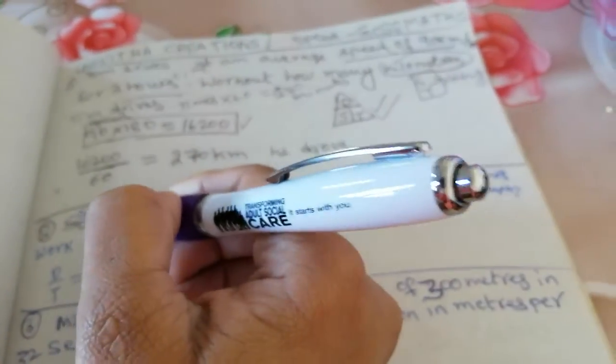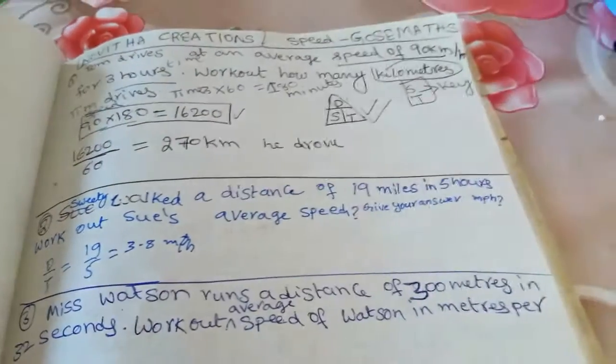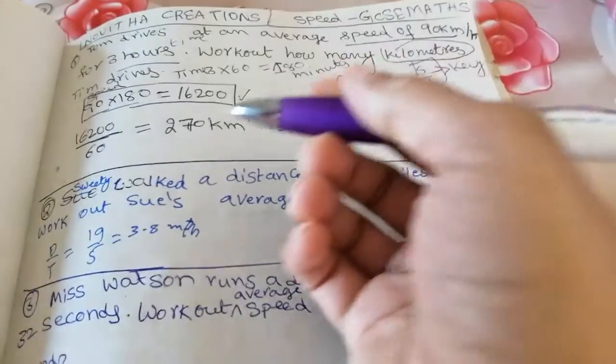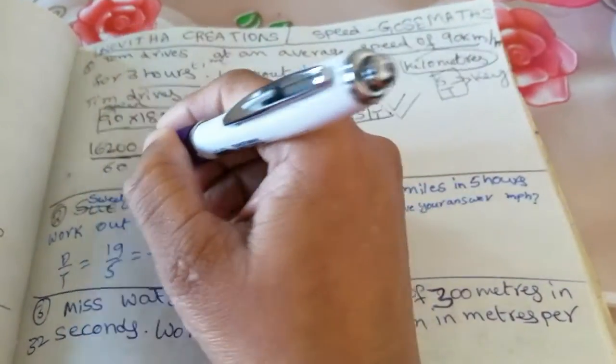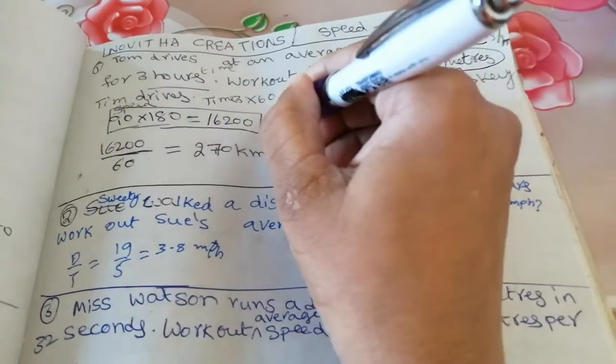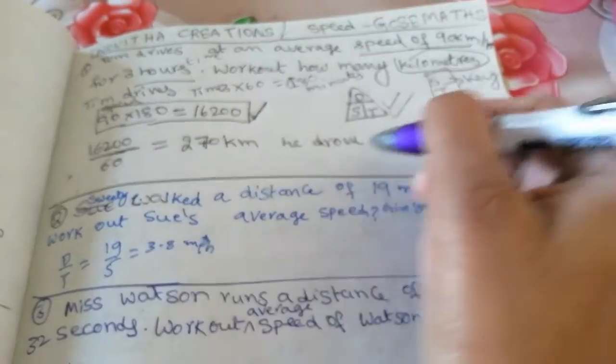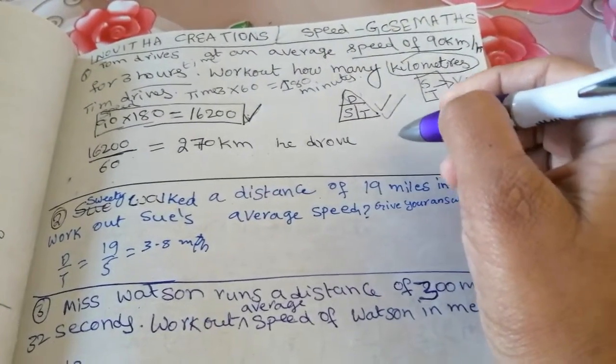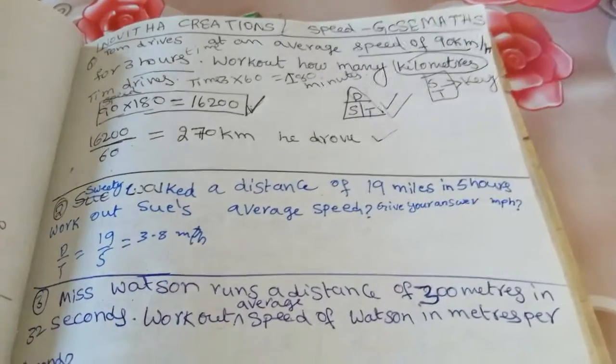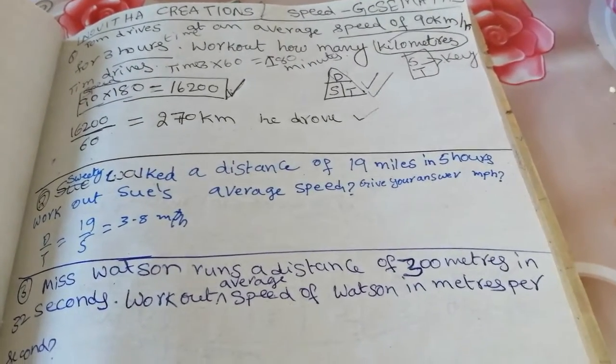16,200 divided by 60, because we converted hours into minutes, so we need to divide this number by 60. So we will get 270 kilometers. He drove 270 kilometers.